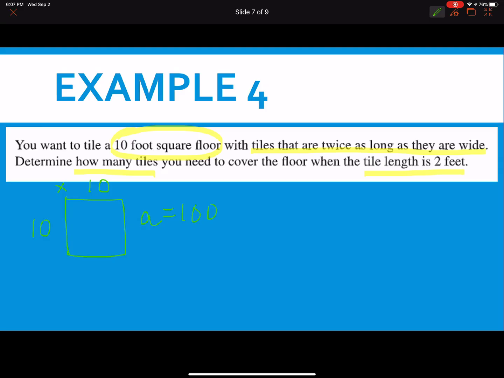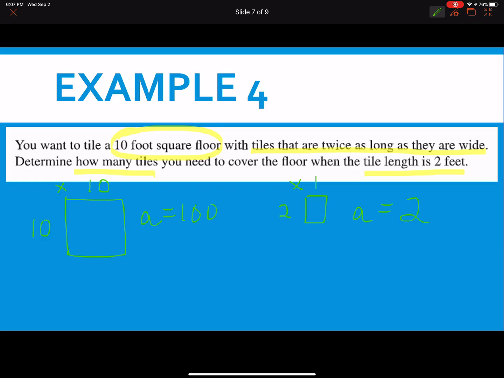Now, I also need to think about the tile length. The tile length is 2 feet. Now remember up here it says in that first sentence that the tiles are twice as long as they are wide. So these tiles would be 1 foot wide. So that tells me the area of the tile is 2.